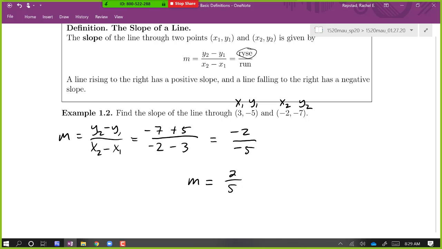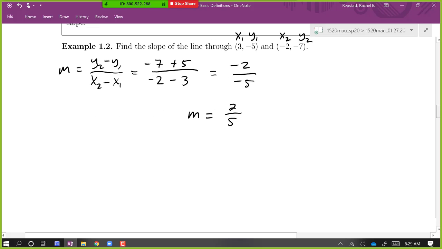So a slope is a measure that helps us figure out whether or not a line is rising or falling, and also how steep it is. But in geometry, that's not our only measure for steepness and whether or not something is rising or falling. In geometry, we also use angles to determine that.